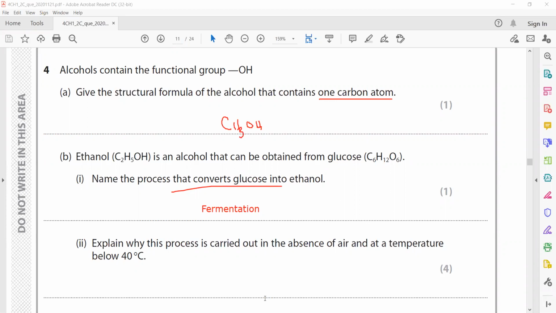Explain why this process is carried out in the absence of air at a temperature below 40. So number one, because it's anaerobic respiration, it should be done in the absence of oxygen. And the second thing, the temperature is below 40 because if the temperature is high it will denature the enzyme.